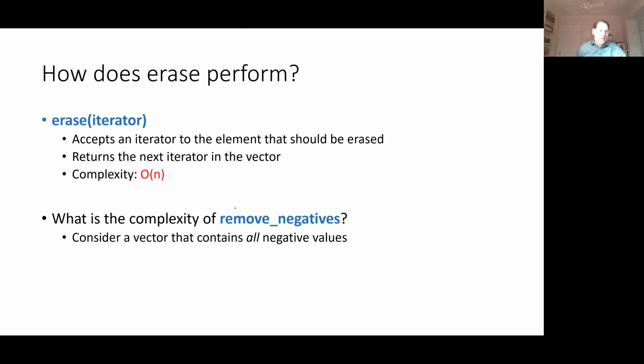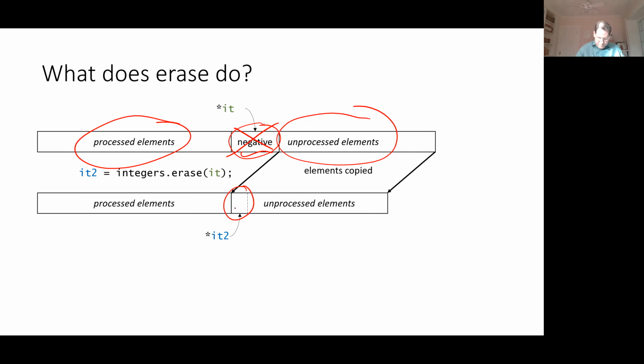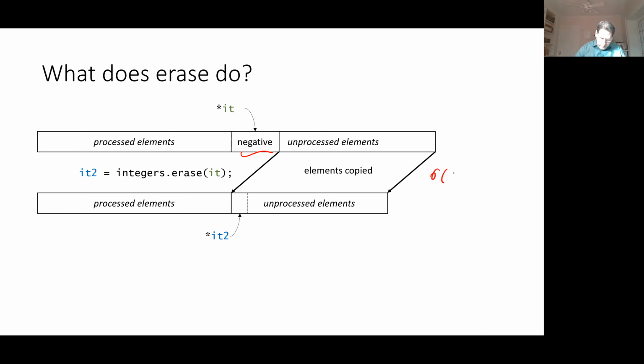So how fast is this? So this is a new member function, erase, takes something out of a vector. It accepts an iterator to the element that should be erased. Because we're going to destroy that element, we need to update the iterator, so it returns the next iterator in the vector. And it's slow because of this shift. This shift is slow. This could be n elements. That's the order n.